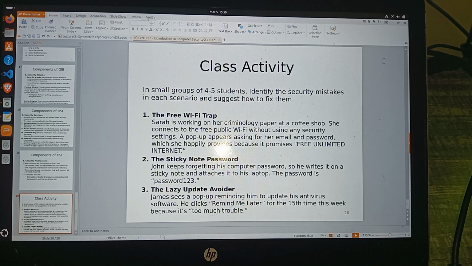Do the same for the sticky note password, where John keeps forgetting his computer password, so he writes it on a sticky note and attaches it to his laptop. The password is password123. Another example is the lazy update avoider. James sees a pop-up reminding him to update his antivirus software. He clicks remind me later for the 15th time this week because it is too much trouble.